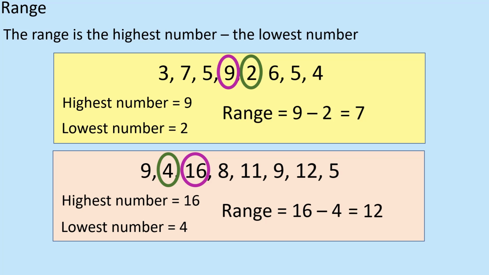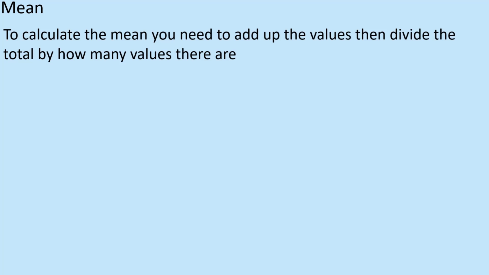Right, the mean is the one that most people think of averages being. This is where you add them all up and then you divide by however many there are. Often it comes in a table, but obviously that's a different lesson, the mean from a frequency table. But if you're just given a set of numbers, then of course we need to add them up and just divide by however many there are.